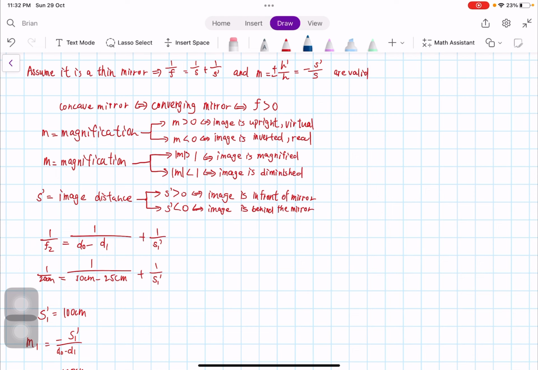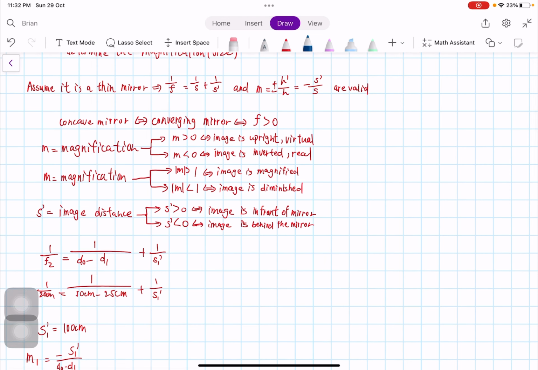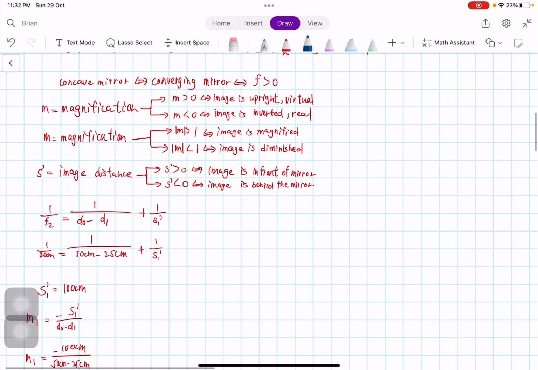If the magnitude of the magnification is greater than 1, then the image is magnified. And if the magnitude of the magnification is less than 1, then the image is diminished. The magnification works for both mirrors and lenses. And the image distance, which I denoted as S prime, when it is greater than 0, the image would be in front of the mirror, and if it is less than 0, then the image would be behind the mirror.